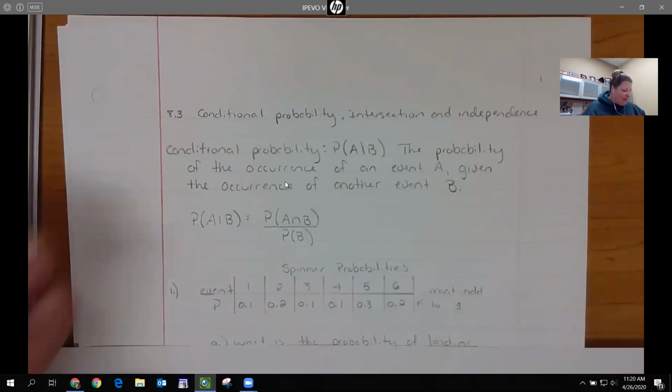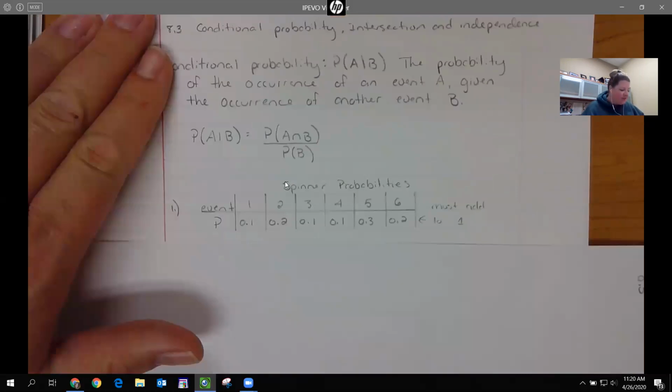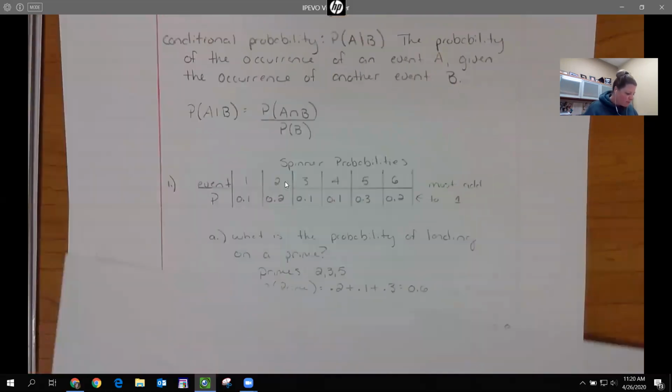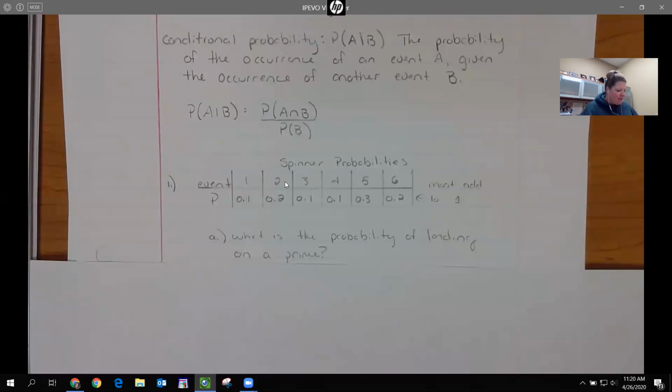Okay, so let's say we have a spinner, and these are the probabilities for our spinner. So we get 1 through 6 on the spinner, and our probabilities are given here. And remember, they have to add to 1 to be a complete probability table, and they do for this one. What is the probability of landing on a prime?